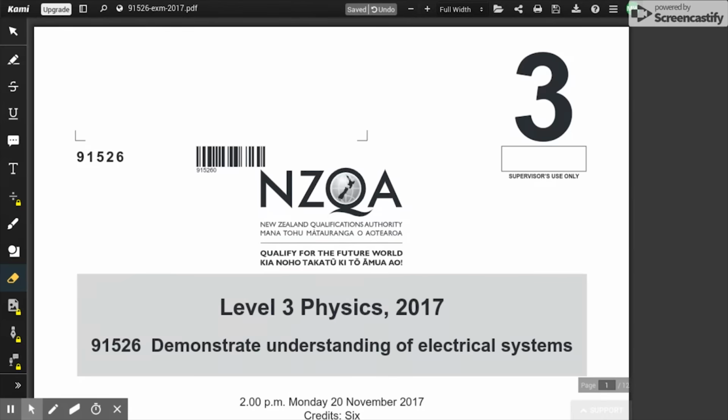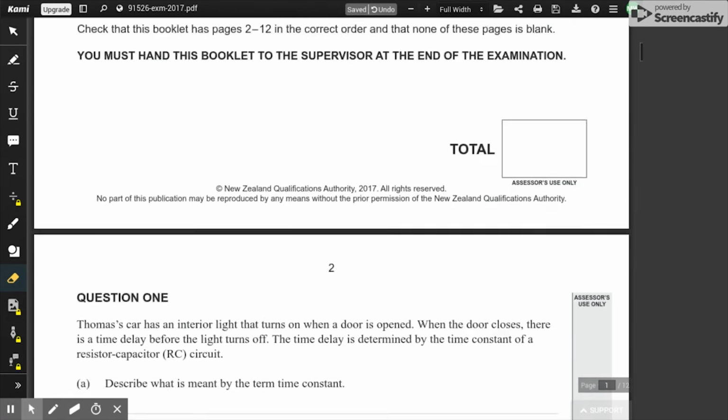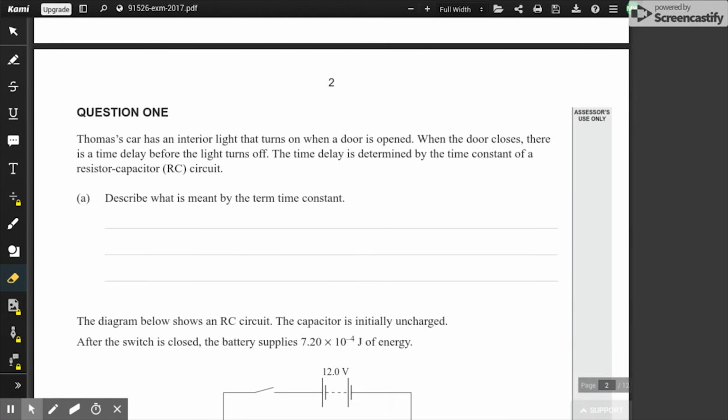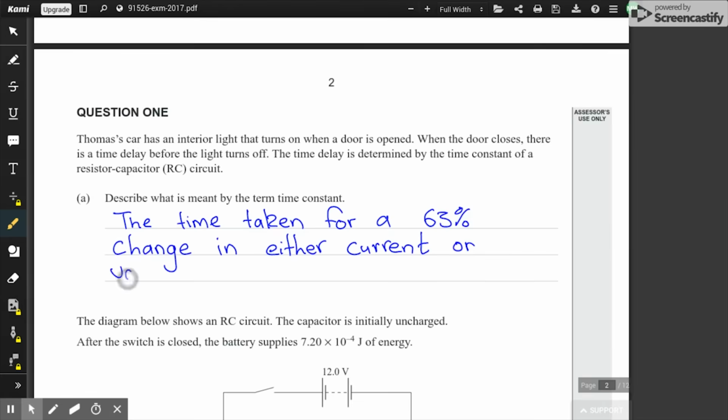Okay, let's now go through the 2017 Electrical Systems exam. Describe what is meant by the term time constant. Well, the time constant is the time it takes for a 63% change in either the voltage or the current in a circuit. That is just something you're going to have to remember. It's not given to you, so let's write that down. The time taken for a 63% change in either current or voltage.